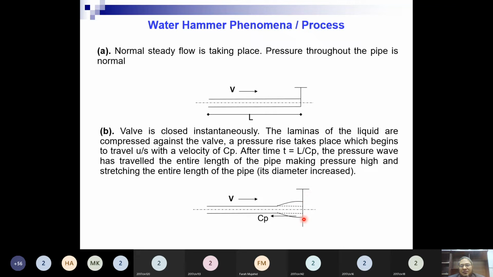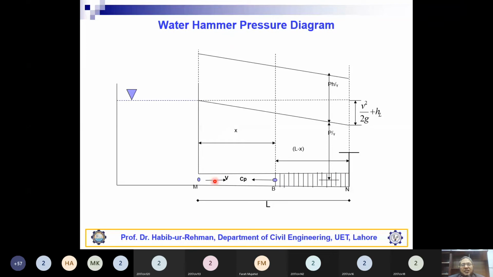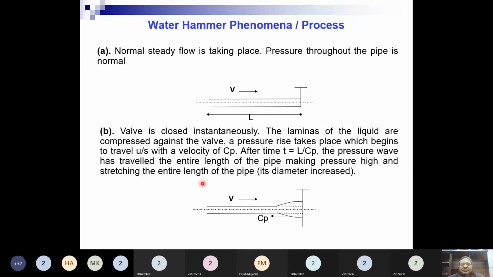So now we have the valve closed. The positive pressure wave is now moving in this direction, which will stretch the diameter of the pipe. How much time will it take from point N to reach point M? If L is the length and Cp is the velocity of the pressure wave, then L over Cp would be the time for the pressure wave to move from point N to M. Is that fine? तो ये समझ आ गई?